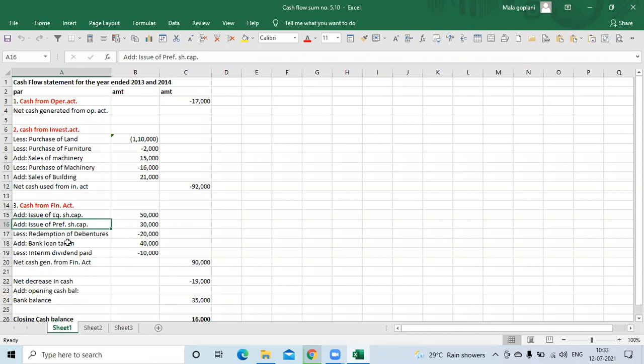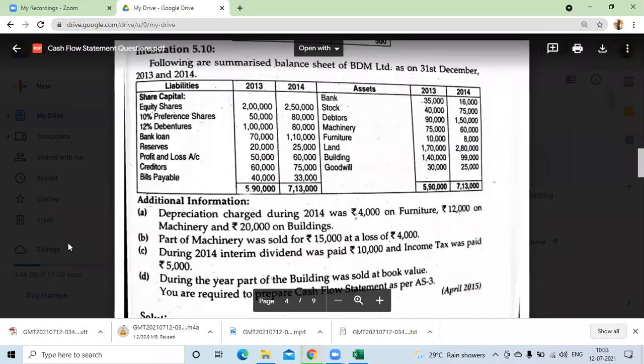Add preference share capital 30,000. From where did you get this amount 30,000? Difference between 50,000 and 80,000. Very good. Next, 12% debentures.